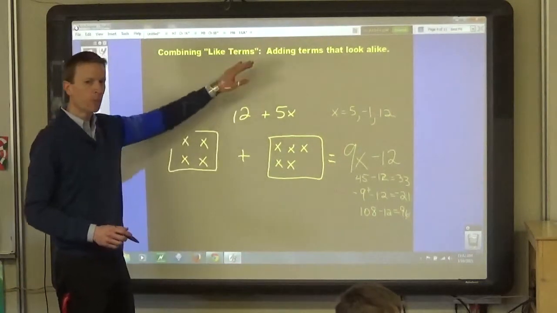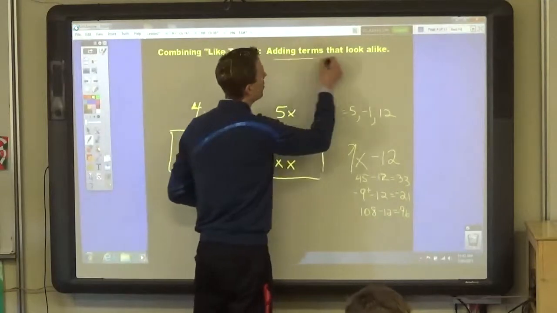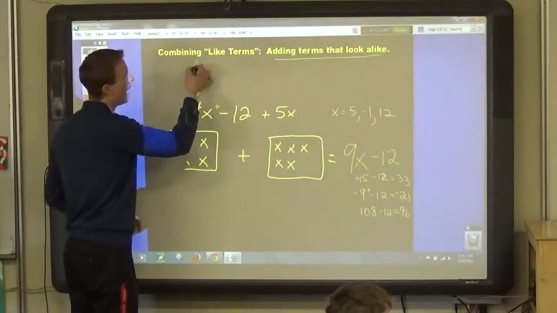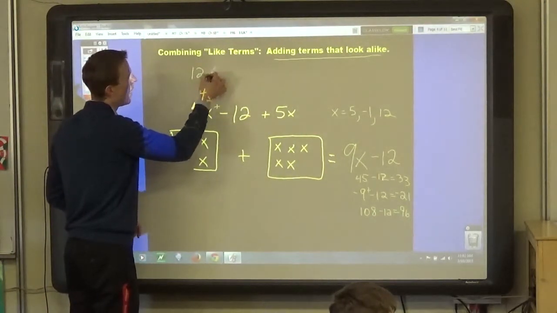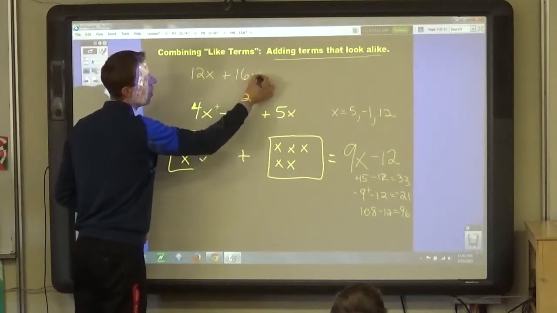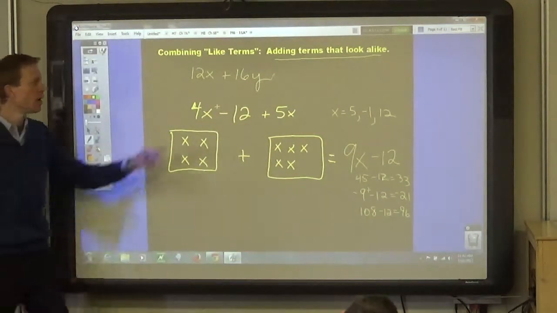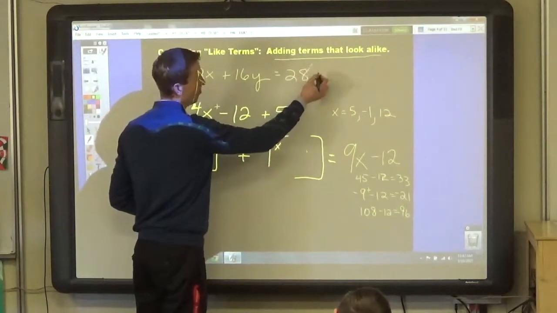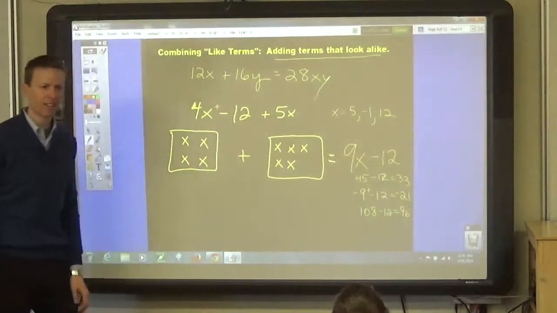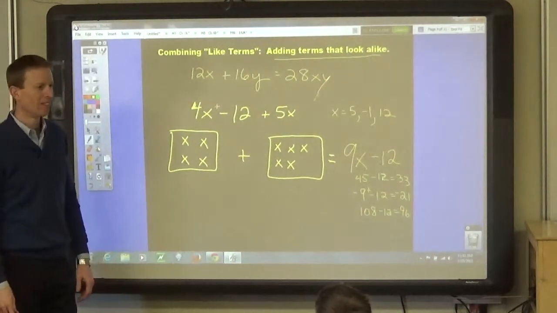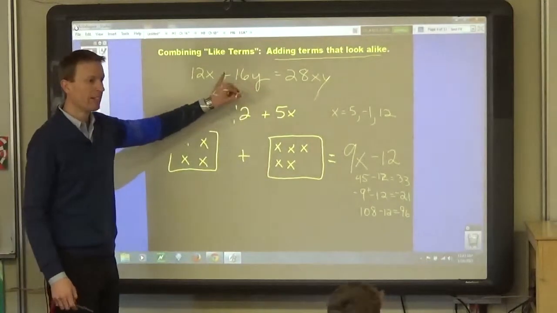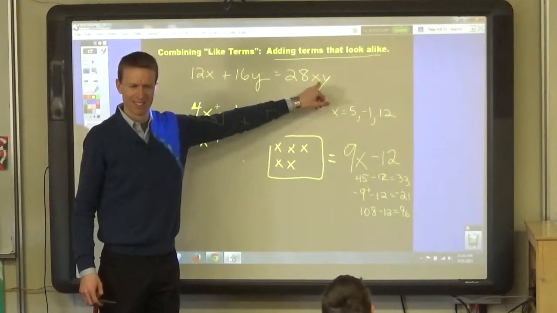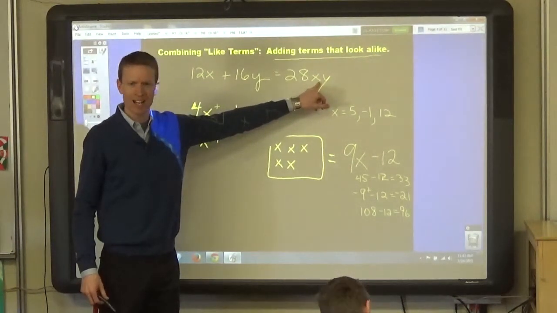Now, you can only simplify like terms. Terms that look exactly alike. Remember when we had 12x plus 16y? Could you add 12x and 16y? No, because you don't know what they are. Could you make that 28xy or something like that? No. Only if you knew what x and y were, but even then, what happened to the addition sign? It just died. You can't combine those.